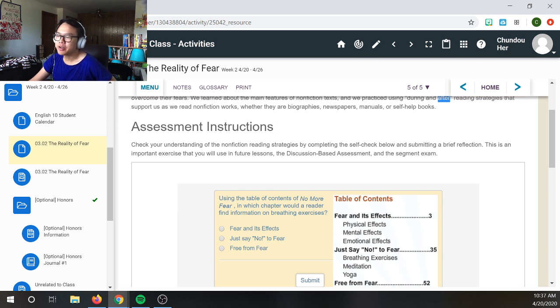Assessment instructions. Check your understanding of the nonfiction reading strategies by completing the self-check below and submitting a brief reflection. This is an important exercise that you will use in future lessons, the discussion-based assessment and the segment exam.